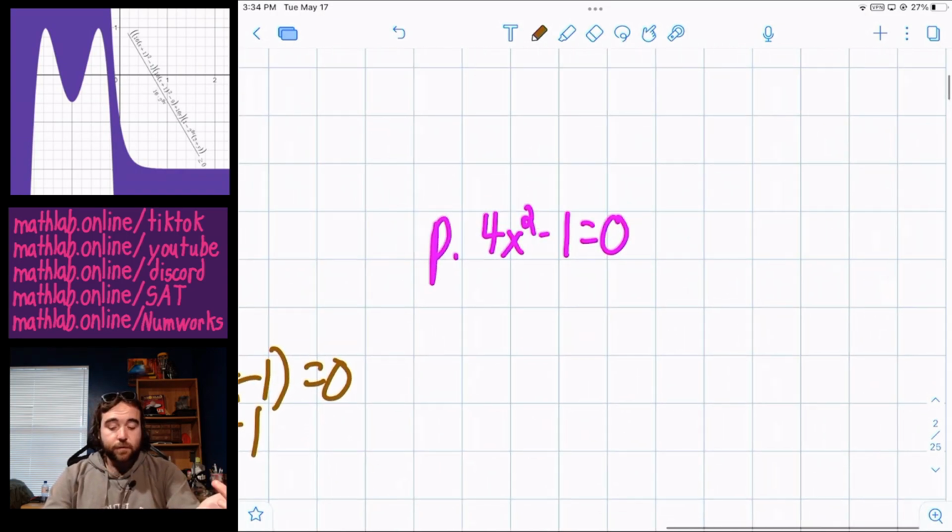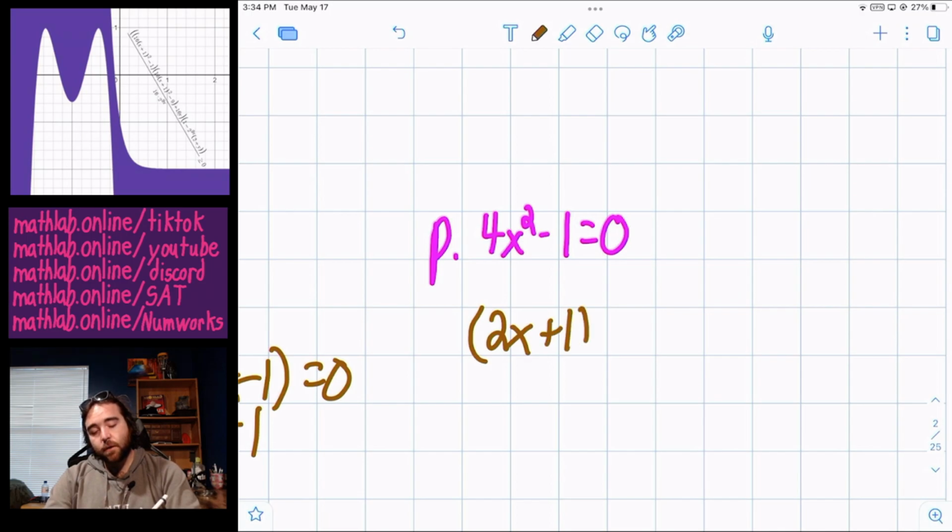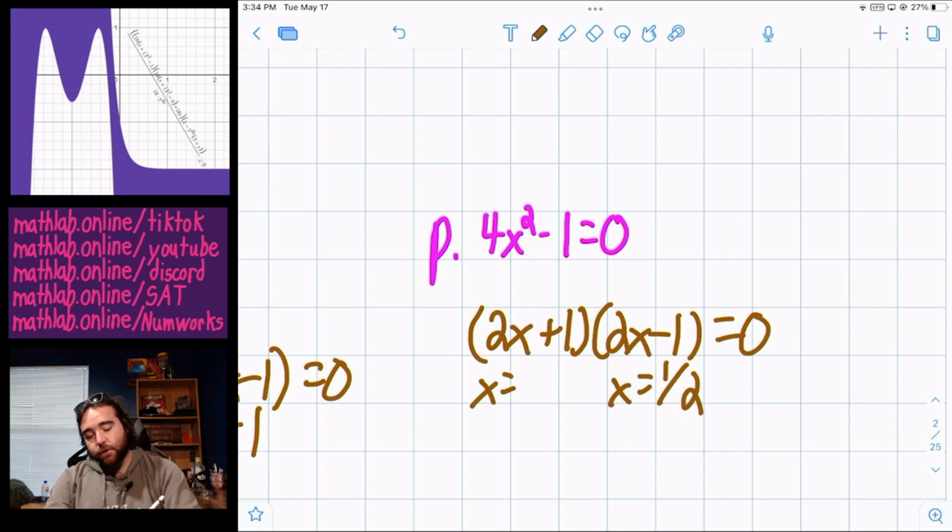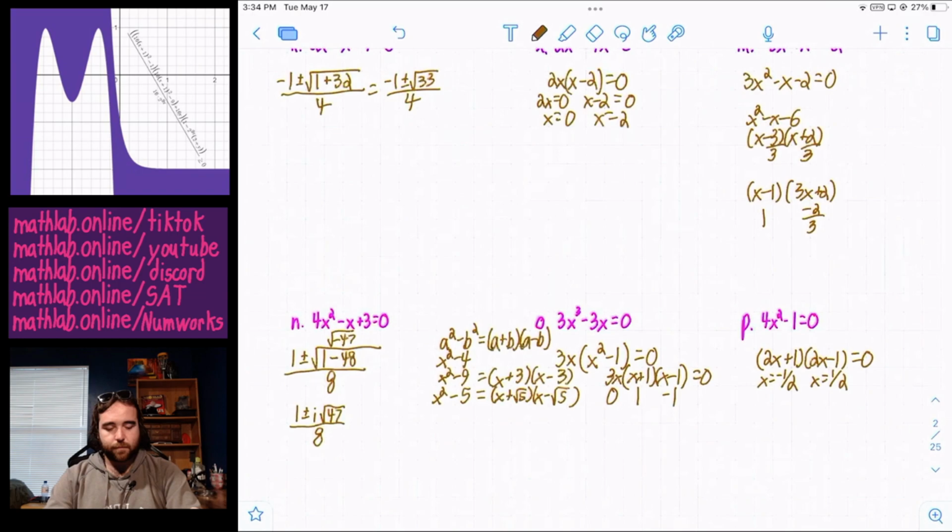And this is the difference of two squares too, 4x squared. So that's the square root of the first thing. So 2x plus 1, 2x minus 1. So that's x equals 1/2, x equals negative 1/2.